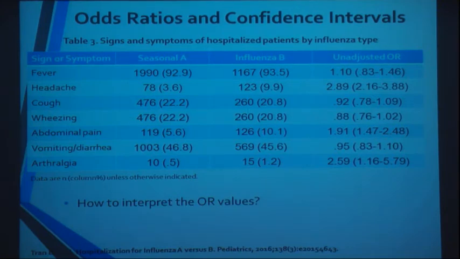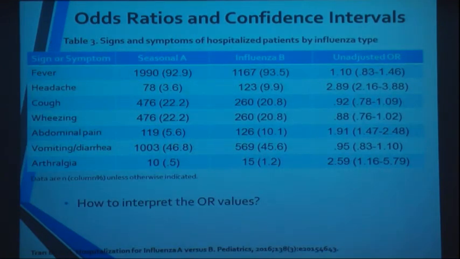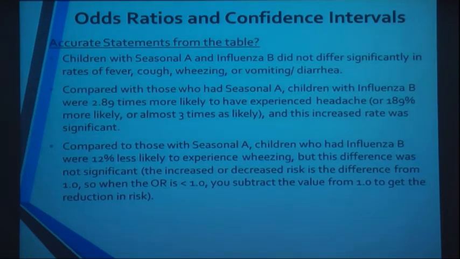All right, so a few more statements. Okay, did not differ significantly in the rates of fever, cough, wheezing, or vomiting, diarrhea. Okay, so those were all the ones that were not significant. Okay, compared with those who had seasonal A, children with influenza B, as I said, were 2.8 times more likely to have experienced headache. All right, now there's a few ways you can say this.